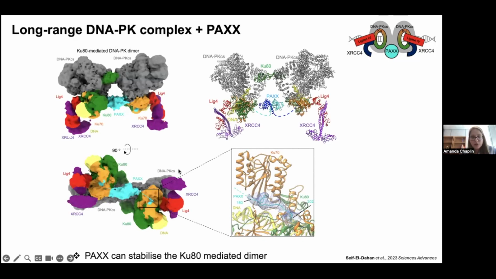And to confirm this, we looked in the VWA pocket of Ku70, and indeed we could see density for the peptide of PAXX bound. So although the density in the middle was always very poor resolution, the peptide was actually very, very clear. And what this is showing is that PAXX can actually stabilize the Ku80 mediated dimer. Okay, and it's in the center, which we never saw with XLF.